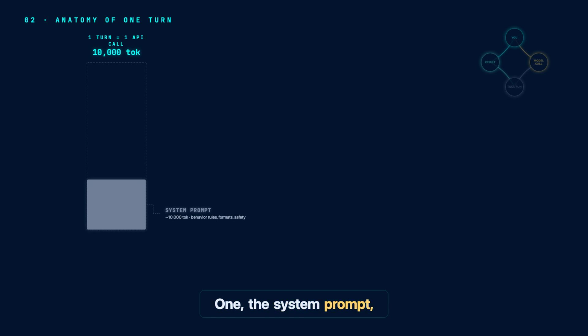1. The system prompt, the long set of instructions the agent ships with. For Claude Code today, that is roughly 10,000 tokens of behavior rules, response formats, safety guardrails, and a code style guide. You did not write it. You are paying for it on every call.